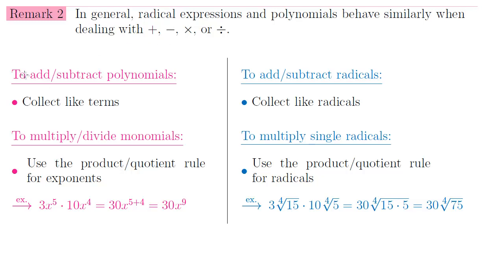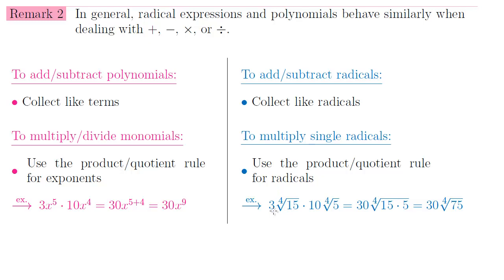For example, to add or subtract polynomials, you collect like terms. It's the same for radicals. To add or subtract radicals, you collect like radicals. Moving on, to multiply or divide monomials, remember monomials are one-term polynomials, you would use your product or quotient rule for exponents. 3x to the 5th times 10x to the 4th would become 30x to the 9th. You add the exponents on the x and you multiply the 3 and the 10. It's a similar rule for radicals. To multiply single radicals, use the product or quotient rule for radicals.